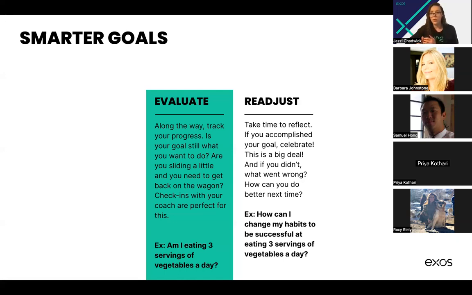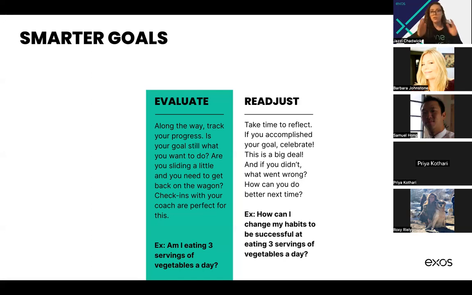The other side of the coin, right, is maybe we haven't gotten any closer to our goal than when we first set it. So what are we doing? What do we need to shift in order to act in a way that's going to get us to our goal? How can I change my habits to be successful at eating my 3 servings of vegetables? So these two parts of the goal are really important because, for lack of better terms, they help you readjust, refocus, see what you're doing, see where you can be better, and keep moving forward to those goals.